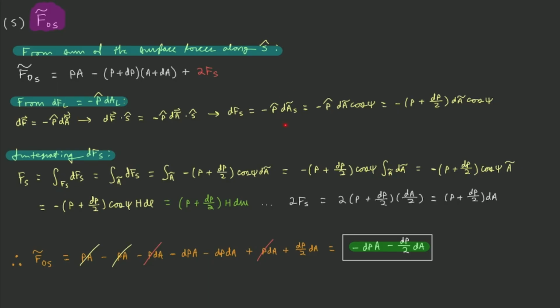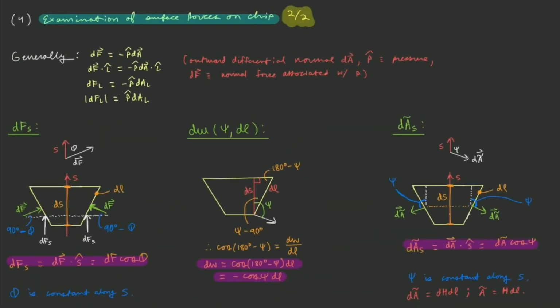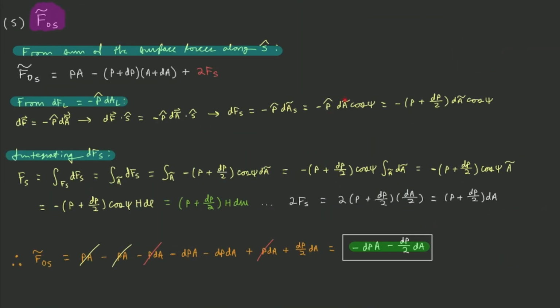Well, what is dAS? I'm going to drop the tildes. We know from our geometric analysis that dAS, as you see here, is equal to dA cosine psi, where psi is the angle between dA and the S axis at any given location along this lateral face. So dAS, the S component of the outward differential area on that lateral face, is equal to dA, the magnitude of the differential area, times cosine psi, which is just this angle right here. So we see that negative P hat dA tilde cosine psi is equal to dFS.